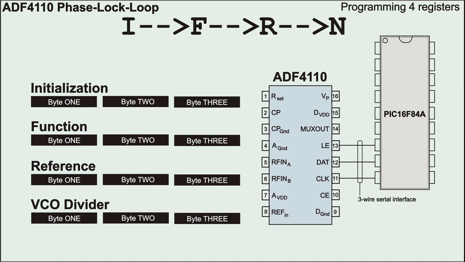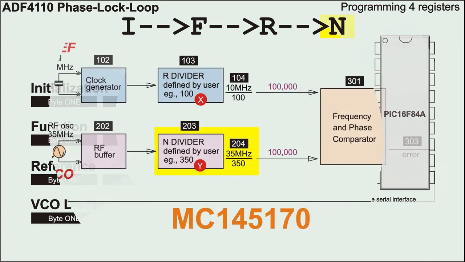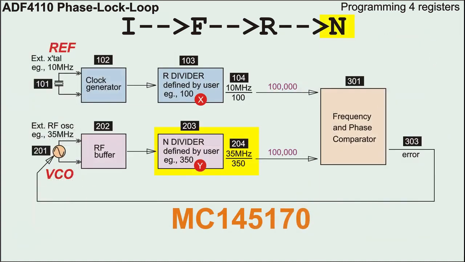IFR contain general information and are written only once at startup. N is written whenever there is a change in VCO frequency. The IFR are not very difficult to understand, however, the N is a bit confusing compared to MC145170.